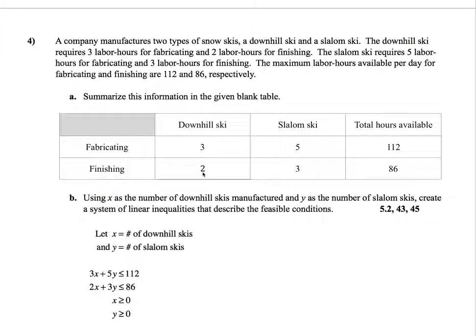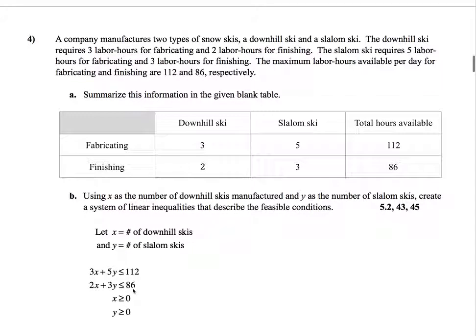And then the other inequality represents the other process. So we have 2 hours for each downhill ski, so that's why it's 2x, and 3 hours for each slalom ski, so that's why it's 3y. And together those add up to no more than 86. So there's our system of linear inequalities that describes the feasible conditions at this plant.